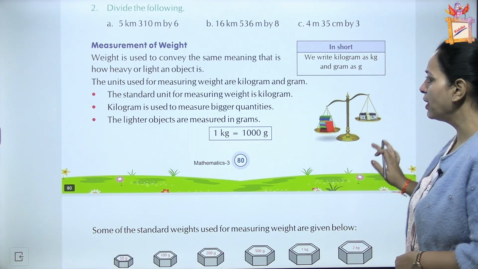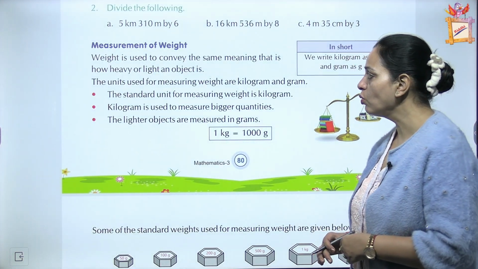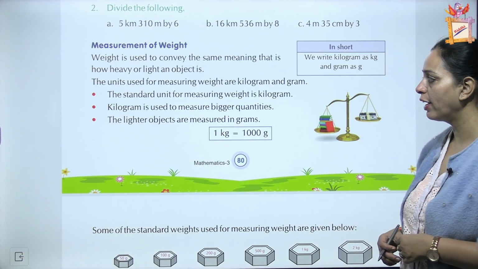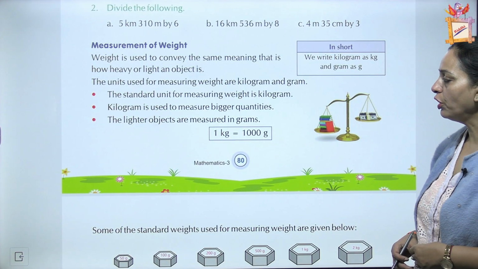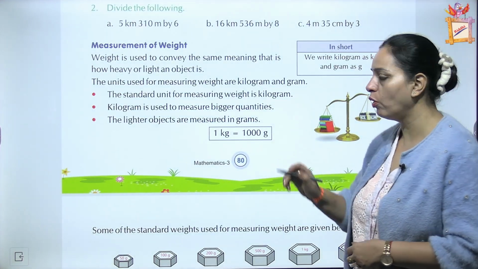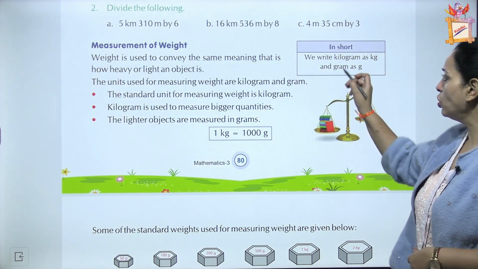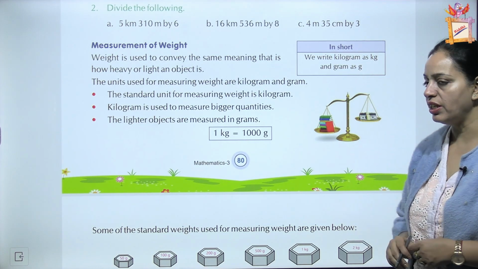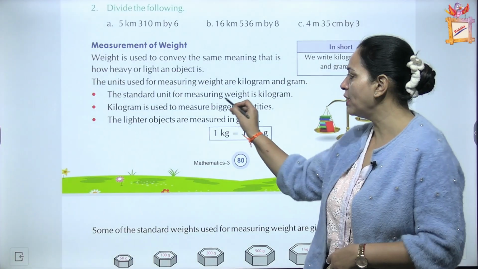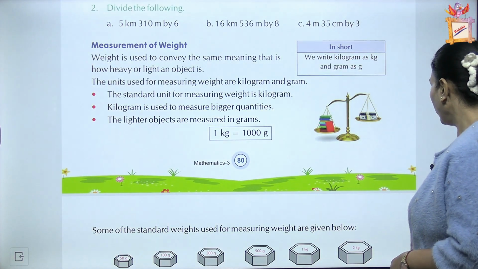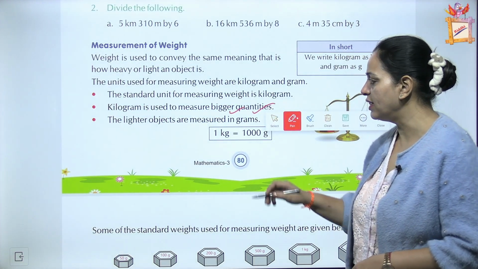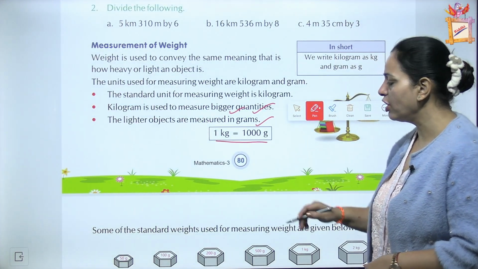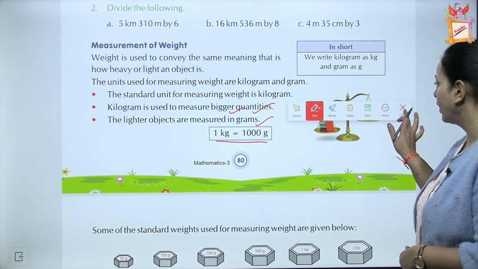Now come to next, measuring of weight. Weight is used to convey the same meaning, that is how heavy or light an object is. The units used for measuring weight are kg, kilogram and gram. So in short, we write kilogram as kg and gram as g. The standard unit for measuring weight is kilogram. Kilogram is used to measure bigger quantities and the lighter objects are measured in gram. 1 kg equals 1000 gram.